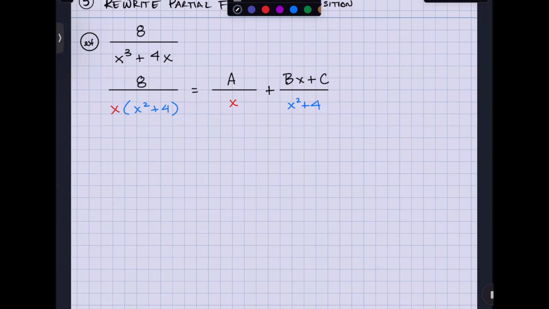So again, I need it to be proper. That means the power on top has to be smaller. The power on the bottom is the first power, so the top has to be to the 0 power. This is x squared, which means it's a quadratic, so I need the top to be the first power. Hence, linear.